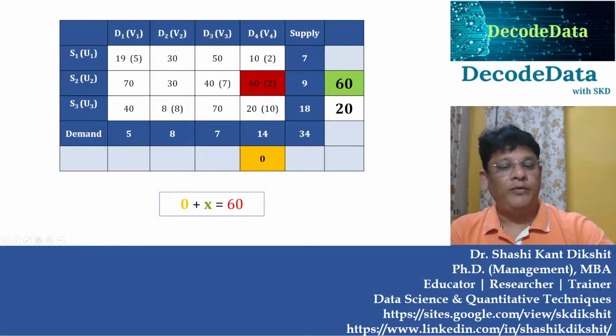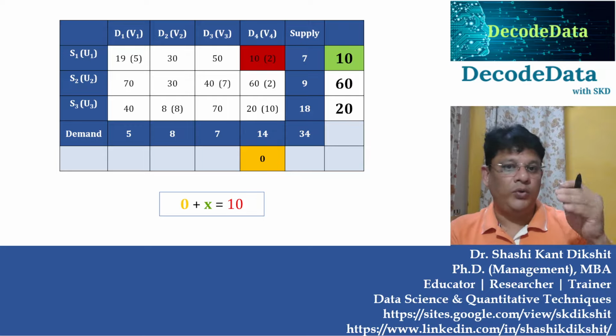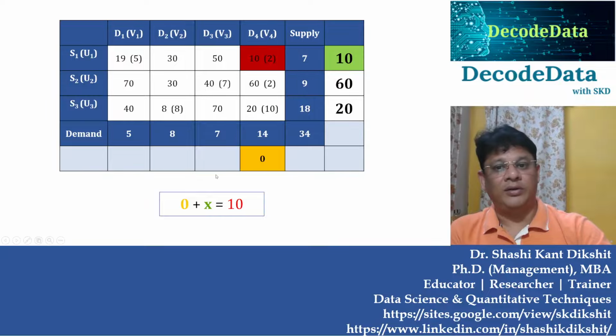Done. Now we have to move to the top row, this particular cell. This cell is v4 plus u1 is equal to 10. v4 is 0, so u1 is equal to 10. So I have to write 10 here. Fine. So the values of u1, u2 and u3 are done, right? Now we have to move to the values of v1, v2 and v3, right?